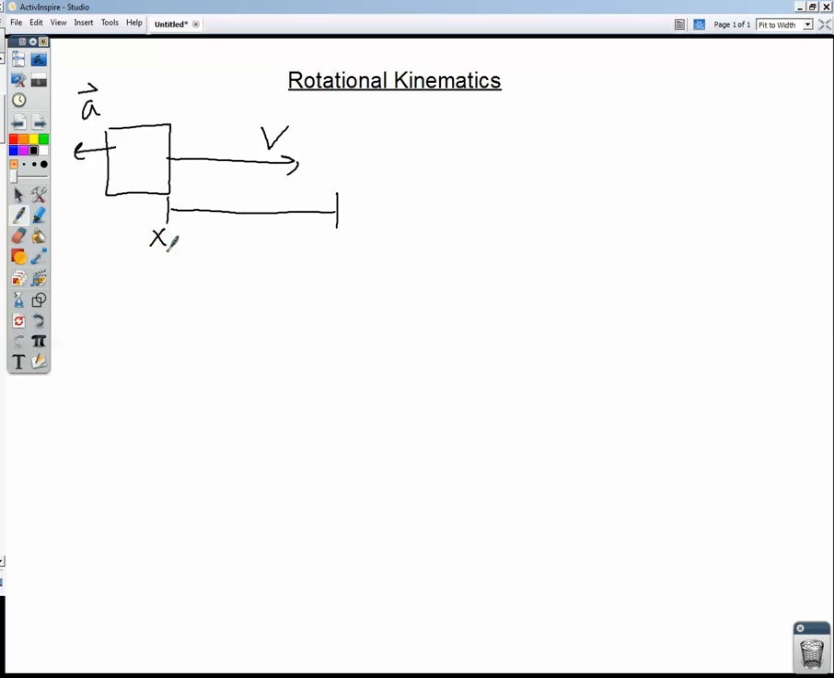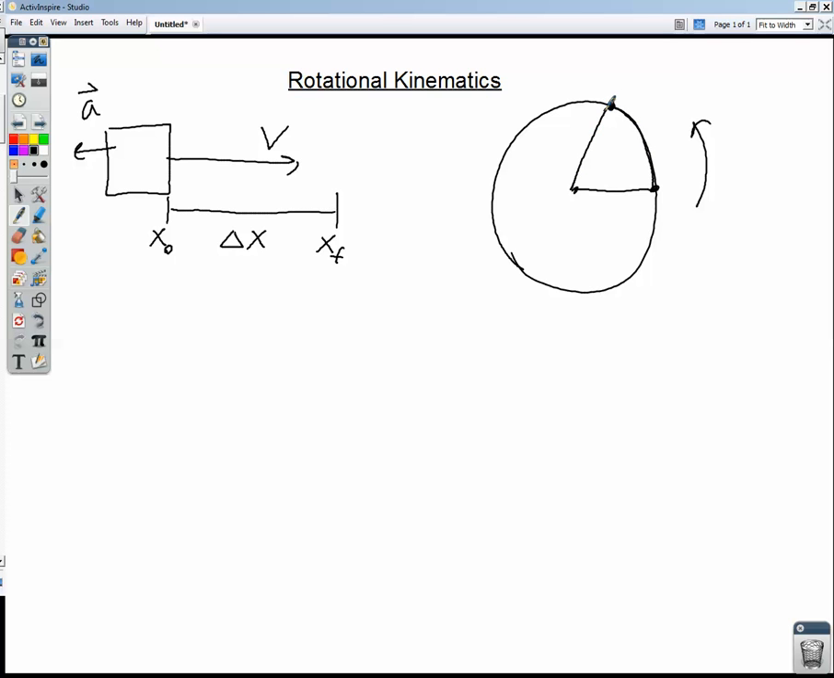And we also talked about the box's position. If this is x initial and the box moves to the right to x final before it stops, then we know that we have some displacement of the box. In the rotational world, things work very similarly. I want you to envision a bicycle wheel, and let's say that this bicycle wheel is spinning counterclockwise. Well, if we pick a point on the bicycle wheel right here, and we look at the rotation of that point on the bike wheel from one place to another, then we can see that it's rotated through some angle. So the position, the equivalent of our x in linear, is given by theta.